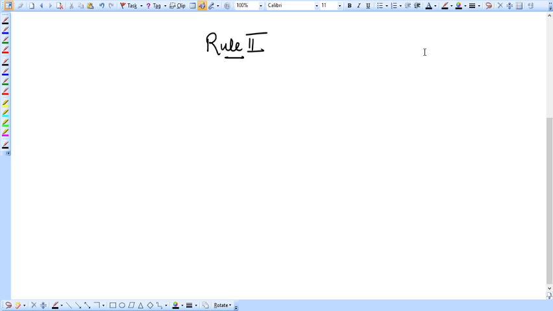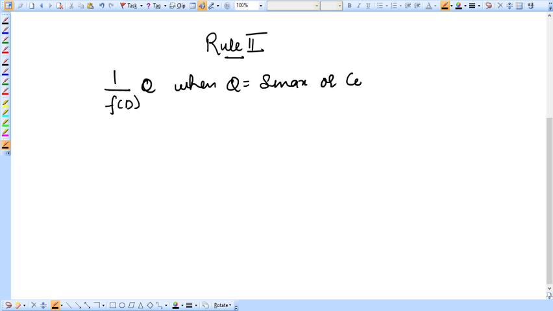Hello students, in this video we are going to discuss rule 2, in which we are going to evaluate the particular integral 1 over f of D of Q, when Q is equal to sine ax or cosine ax, right?